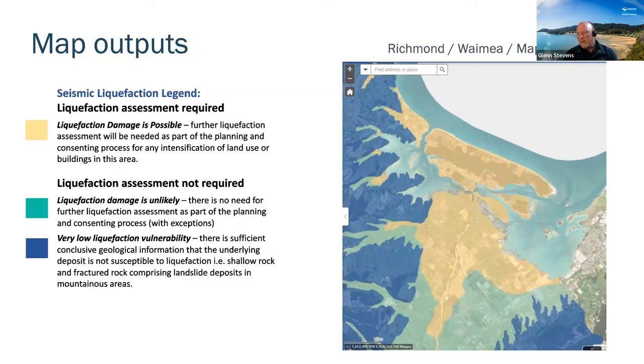Some of the audience may be noticing that the lower Queen Street urban development there, sort of the Berrylands subdivision area, is in this area where liquefaction is possible. And through that subdivision process, they assessed that ground and were able to determine it was sufficiently gravel not to present a liquefaction hazard.